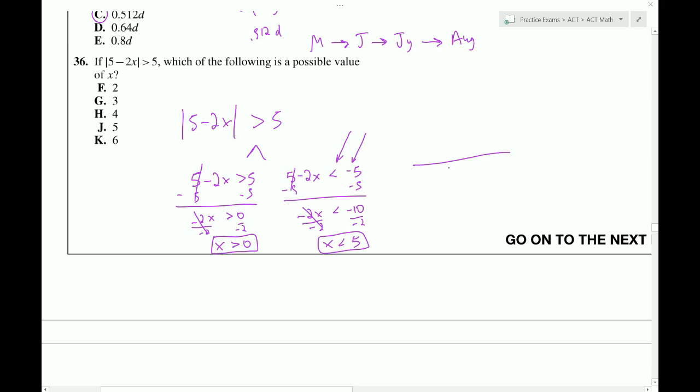So if we chuck this up on a number line, here's 0 and here's 5. We know x is less than 5, which means this side. We know it's greater than 0, which means this side, so we shade the middle. And these are open circles here. So anything between 0 and 5 is acceptable.